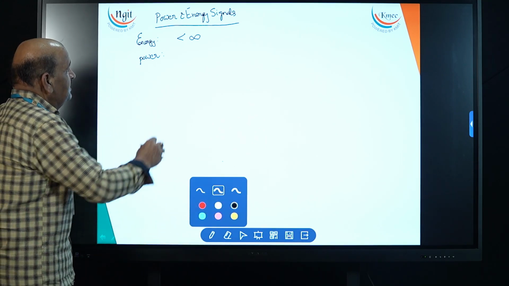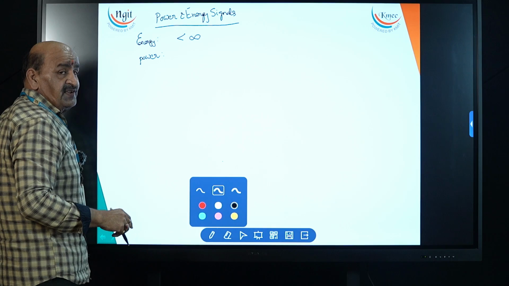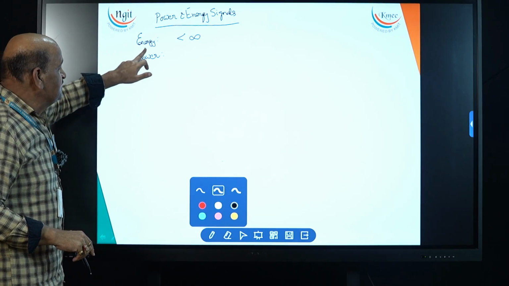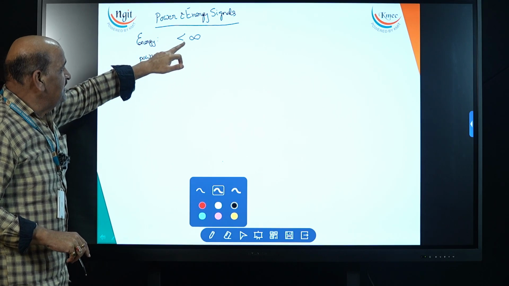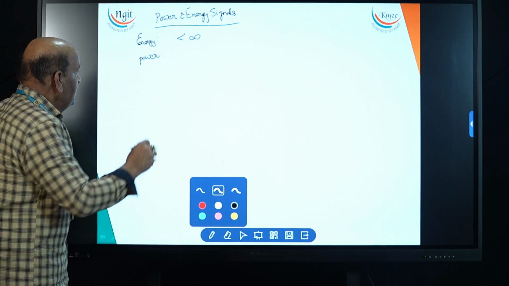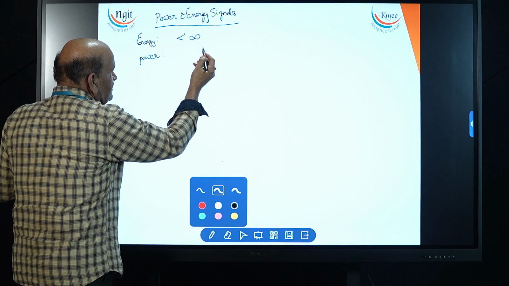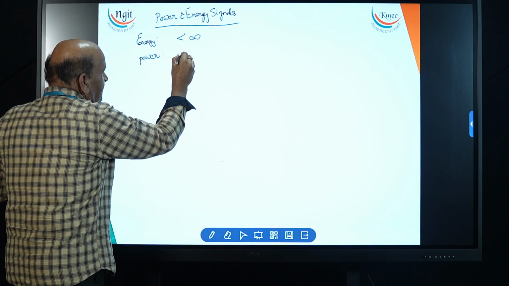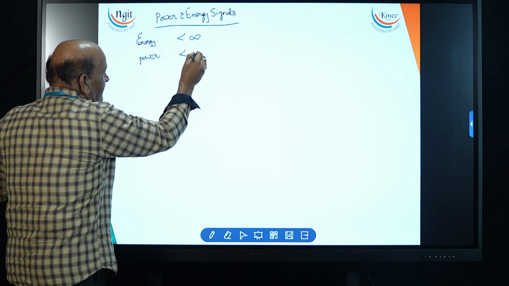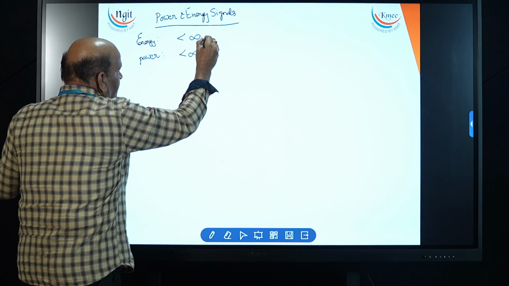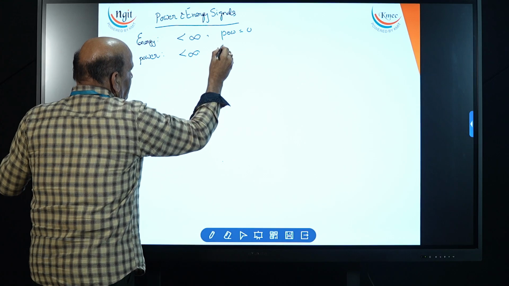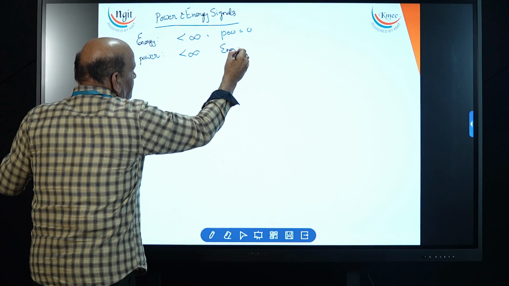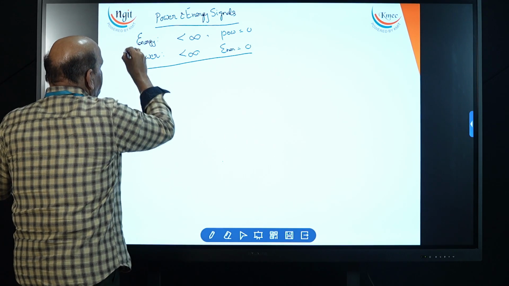Now just look at power signals and energy signals. A signal is said to be an energy signal if its energy is less than infinity. Similarly, a signal is said to be a power signal if its power is less than infinity. In an energy signal, power equals 0. In a power signal, energy equals 0.